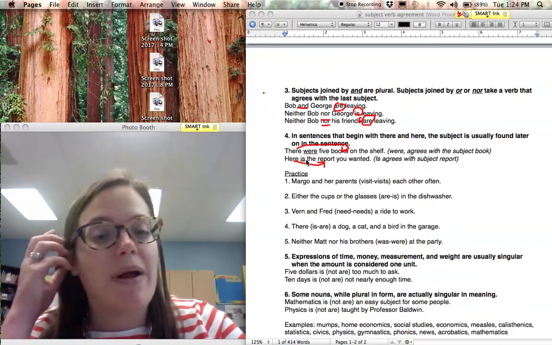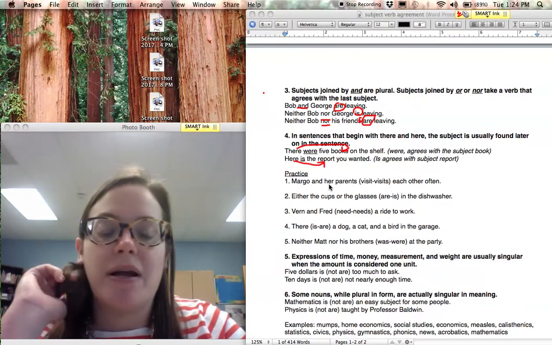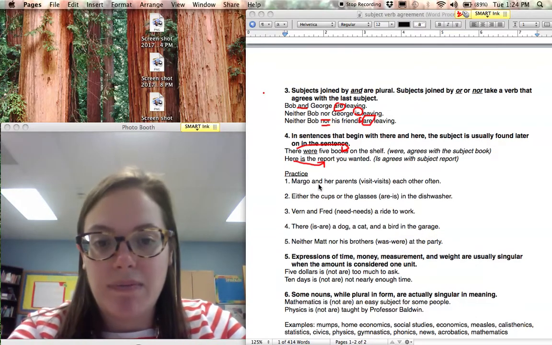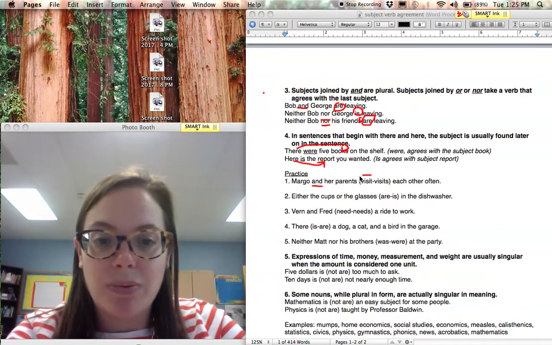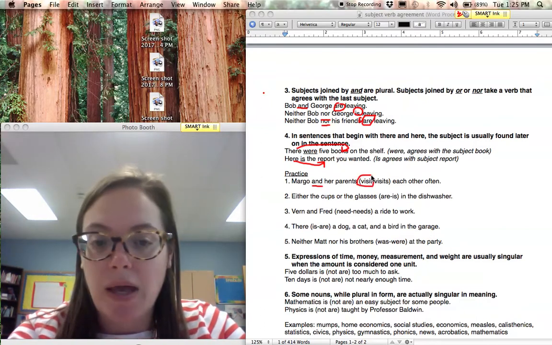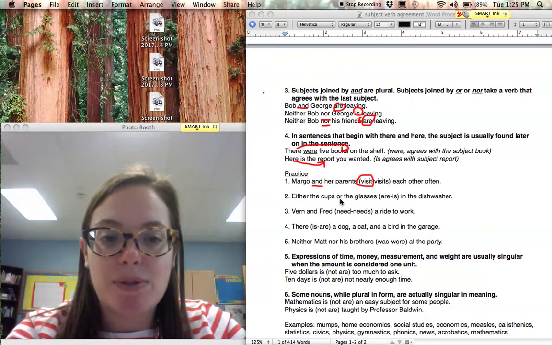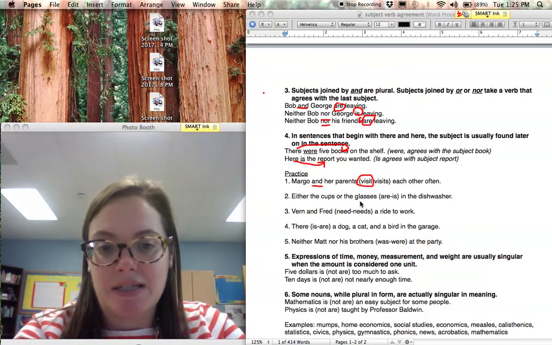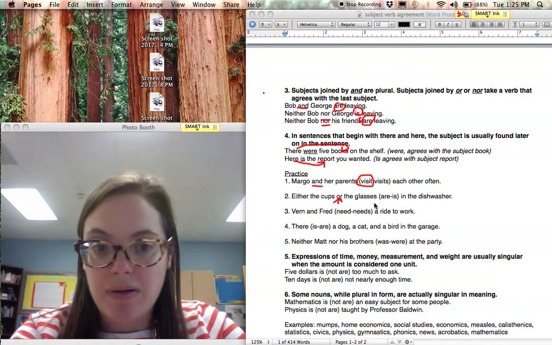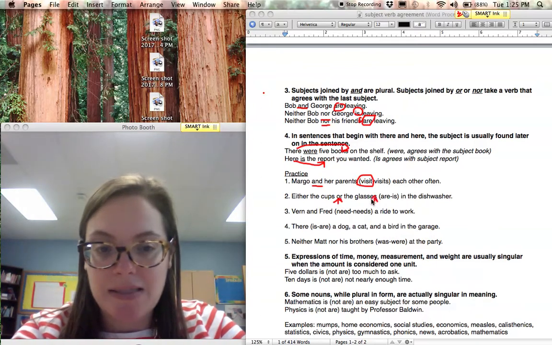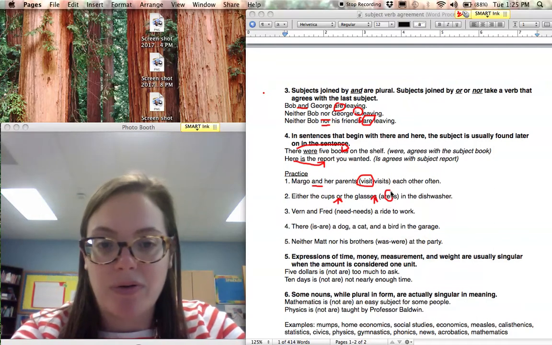Okay, so let's do some practice. Margot and her parents visit or visits each other often. As soon as you see that and in a compound subject, you want to go with the plural visit. Either the cups or the glasses are or is in the dishwasher. I got an or here, so I'm going to look at the subject that's closest to the verb. I see that it's plural. I got that S, so I'm going to choose are, my plural verb.